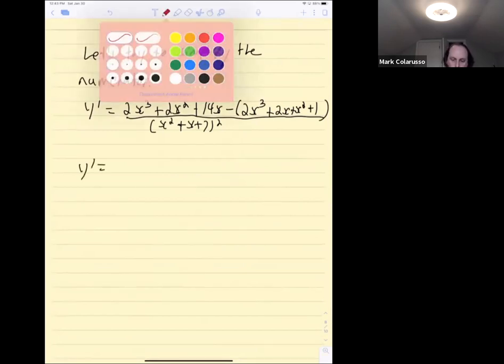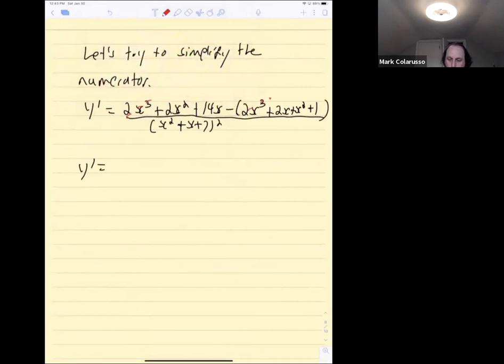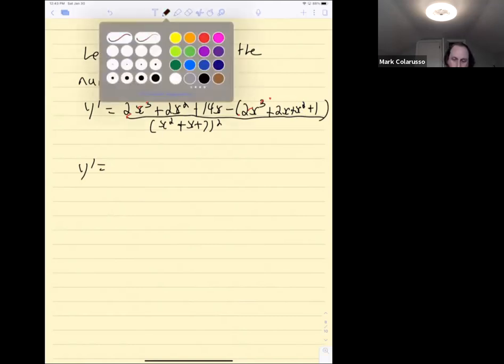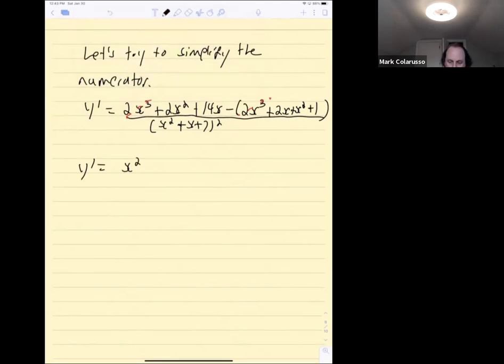So, okay, we can do some cancellation. This guy cancels here. The 2x squared term, we'll subtract an x squared, get an x squared. And then see the 14x, we subtract 2x, we get 12x, and then we just subtract 1. And this is all over that guy, x squared plus x plus 7 squared. And that's as simple as it's going to get.